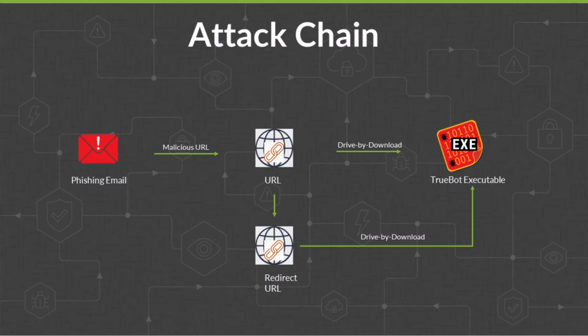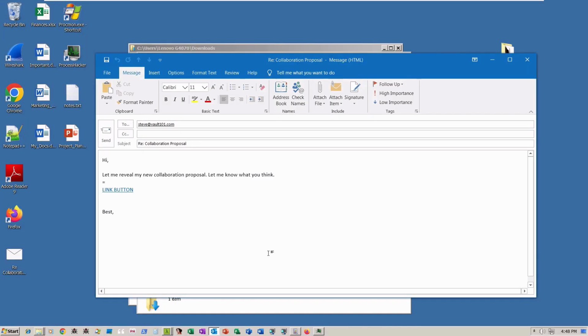Now, with the background on TrueBot malware out of the way, next up in this video, Juniper Threat Labs demonstrates this attack. Let's get started. We're demonstrating this attack in a contained environment to show how it works. The victim here received a phishing email, which contains a malicious URL. Phishing emails are a kind of social engineering technique used by attackers who are trying to trick would-be victims into doing something. In this case, tricking them into clicking that URL.